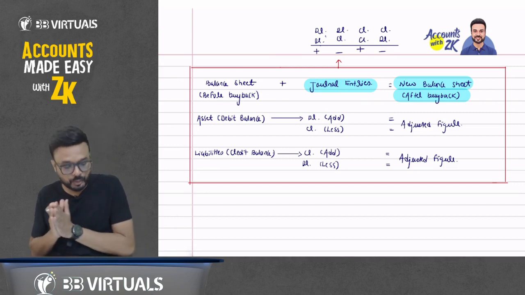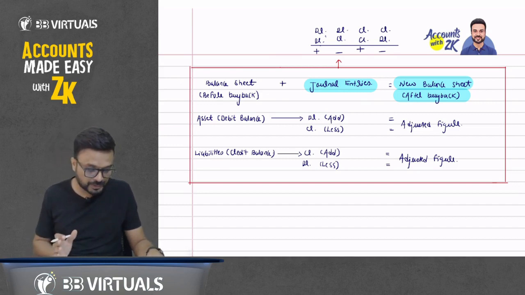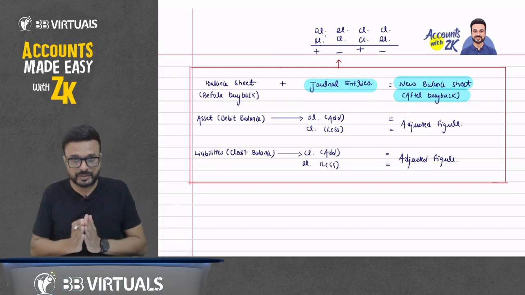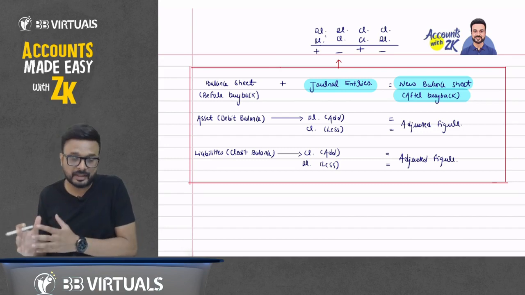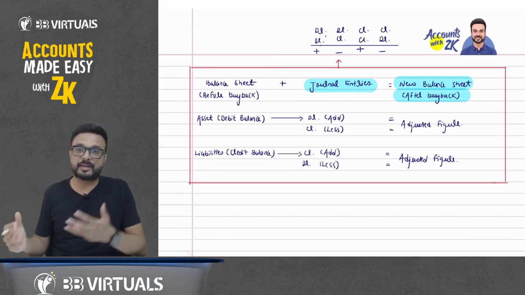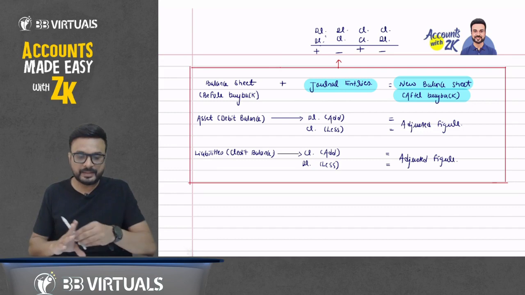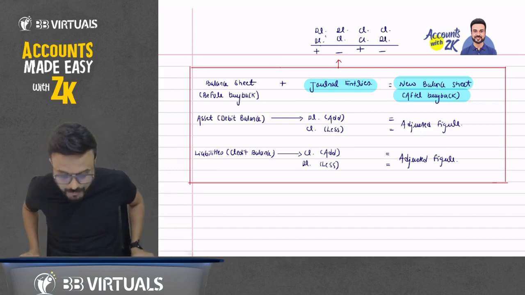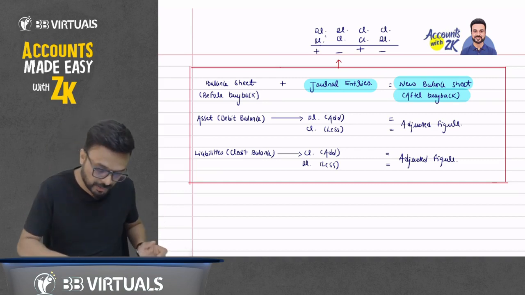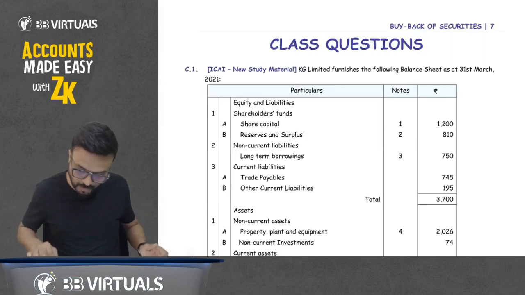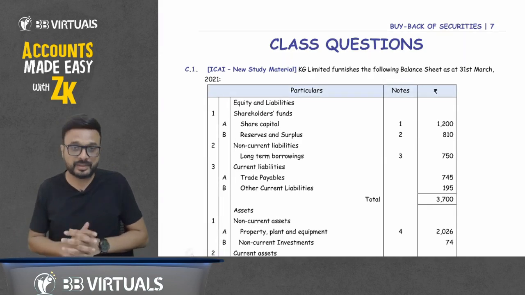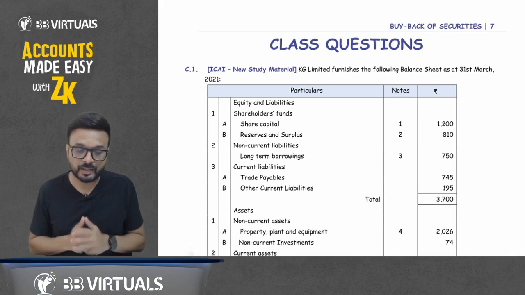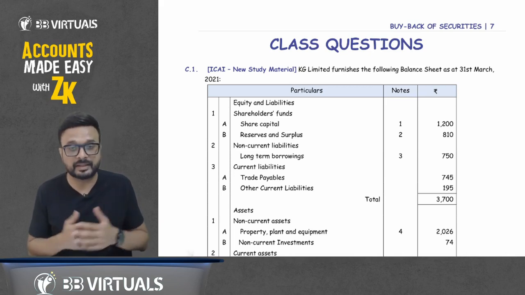Now I am coming to questions. Before that, there are a few more points related to redemption of preference shares that I will discuss later. Whenever an adjustment comes for the redemption of preference shares, before that I will discuss the concept of redemption of preference shares. Now come to question number 1, given in your study material on page number 7. From today I will start giving you homework also. This C series represents class questions.